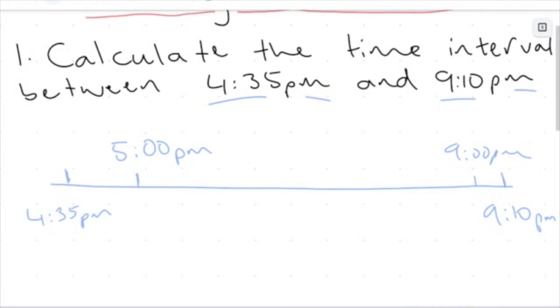I can't figure out off the top of my head how much time is between 4:35 and 9 p.m., but I've drawn in these other nice round numbers here. If we think of rounding, we're rounding here, say, to the nearest hour. Because I've gone from 4:35, I've rounded that up to 5 p.m. 9:10 p.m., I've rounded that down to 9 o'clock. 9 p.m., I should say.